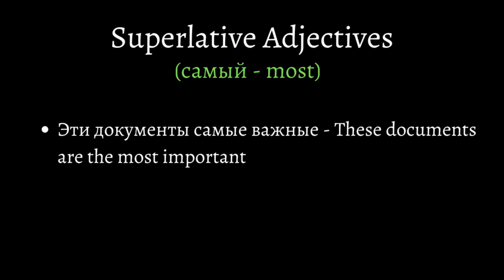Эти документы самые важные. These documents are the most important. Самый and важный change to самые and важные to match the plurality, regardless of the noun's gender. In this case, the sentence has two words, самые важные, like in English, most important, and the same process can be done with any adjective and with no exceptions. In conclusion, this is how comparative and superlative adjectives work in Russian.